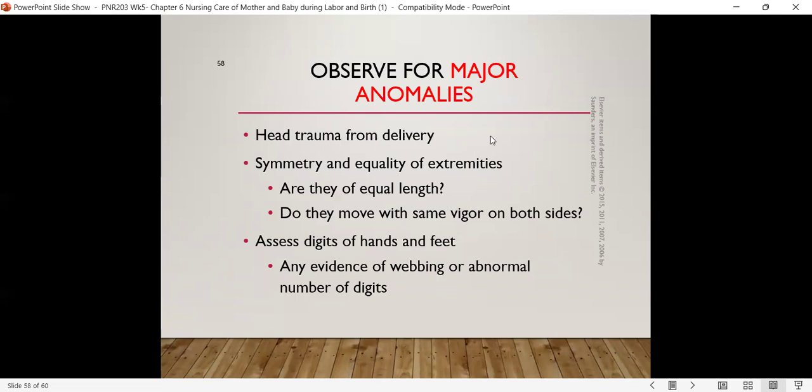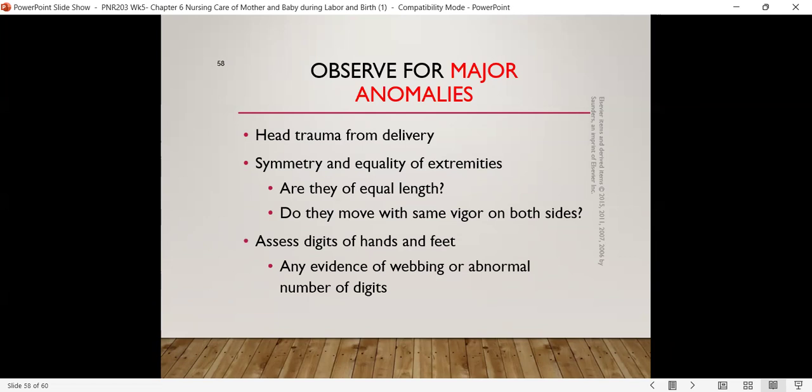All righty. And another two, you're looking for major anomalies or abnormalities in the labor room right after birth. How about any head trauma from the delivery? When we have a baby who's coming down the birth canal, things can happen. And so they come down too quick. Sometimes they can get a cephalhematoma, or another problem could be a caput succedaneum.